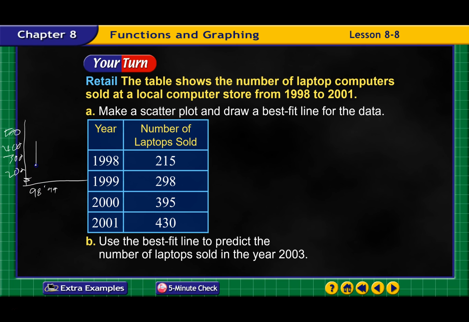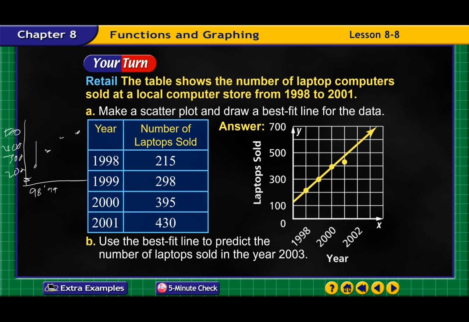So 98, there were a little over 200. 99, they were almost 300, almost 400. Oh, and then it drops down a little more, so it arcs a bit. So to draw our best fit line, it's going to be a little below and above some of them. So our line would look something like this. Okay, they were fairly close to what I put there.